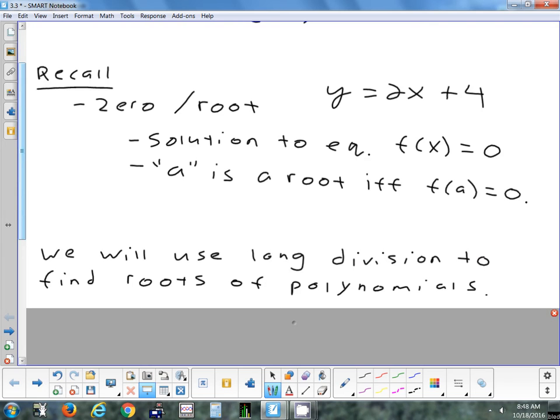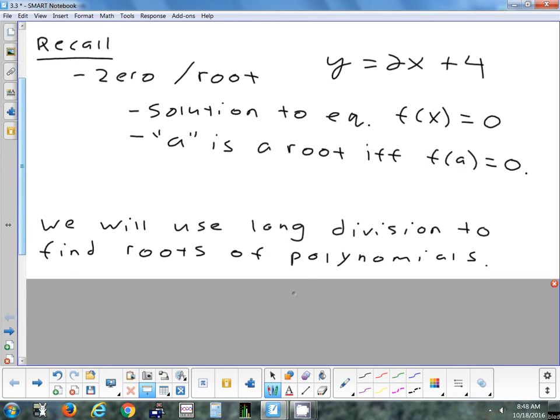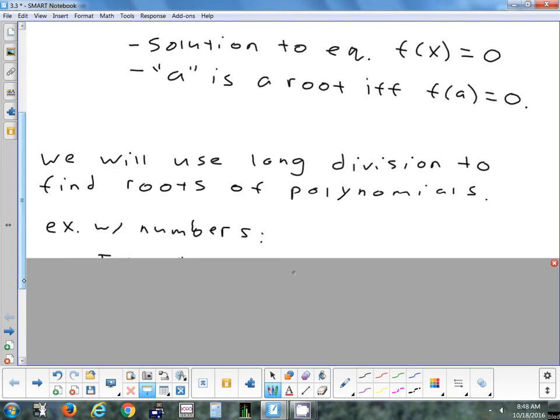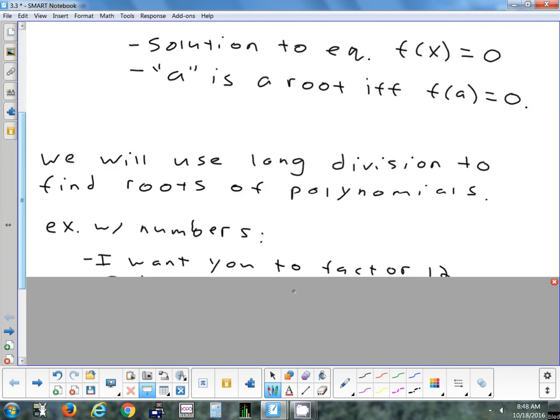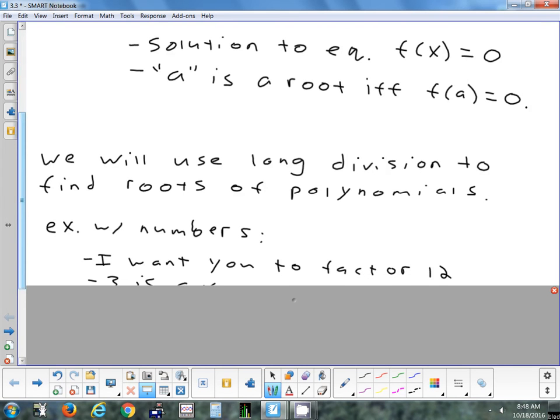All right, so we're going to use long division with polynomials to find roots. And what long division is really going to allow us to do is factor. And factoring is what finds the roots. All right, so we'll start out with just a basic number, like 12.